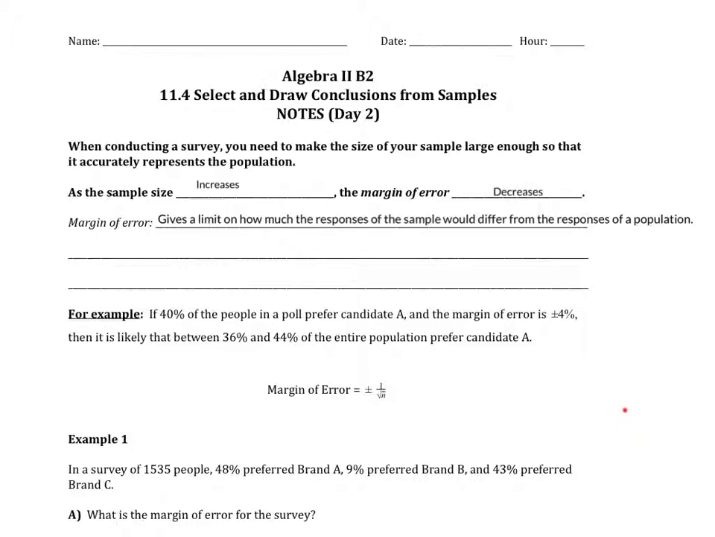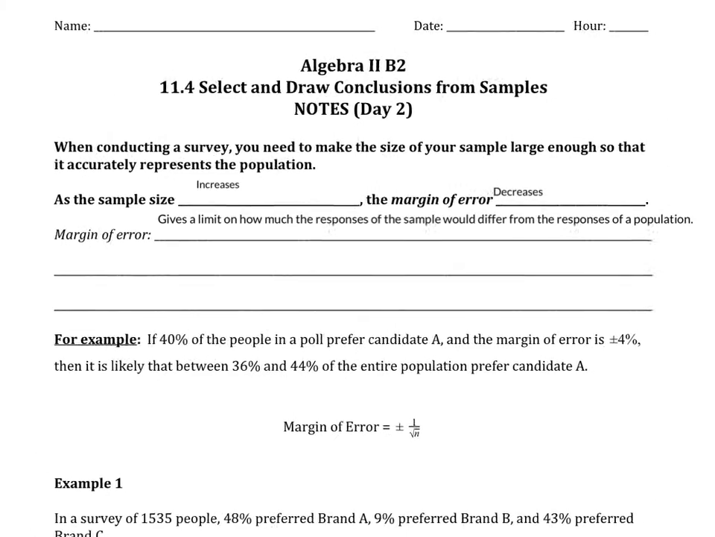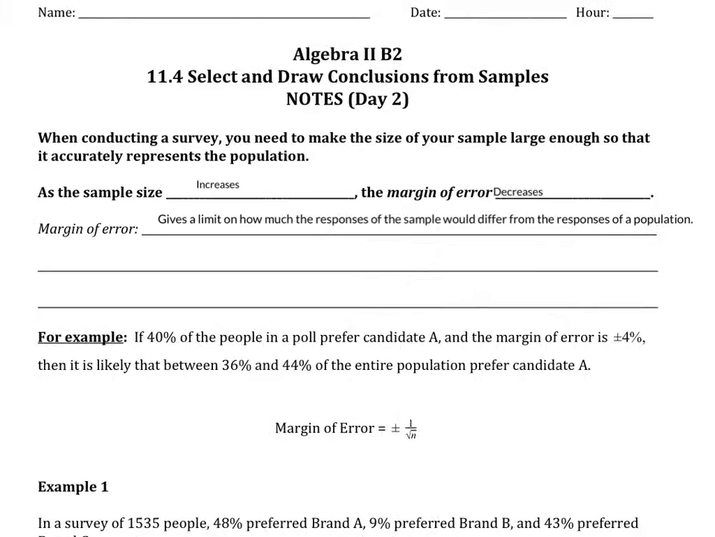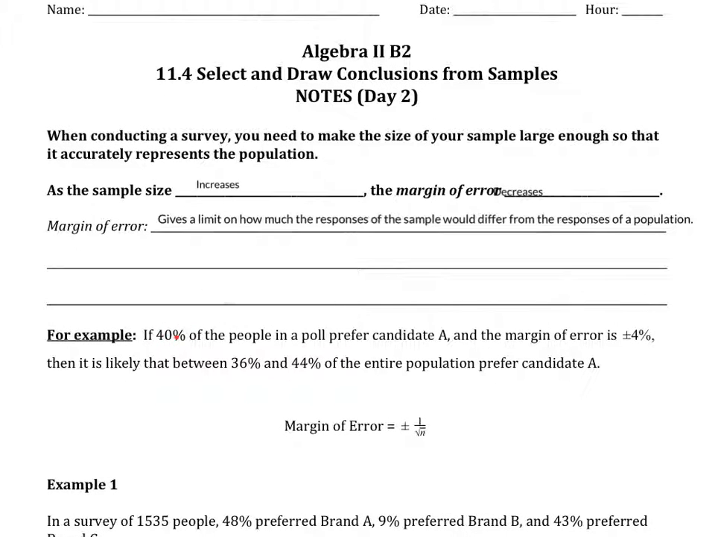All right, so let's go through an actual example. It says if 40% of the people in a poll prefer candidate A and the margin of error is plus or minus 4%, then it is likely that between 36 and 44% of the entire population prefer candidate A. What that's saying is we take the 40% and add 4 to it. That's how we get the 44, and if we subtract 4 from it, 36. So this will be our interval range of margin of error. We could be a little bit bigger, it could be a little bit smaller. There's going to be a little bit of error when we're doing a survey, okay?